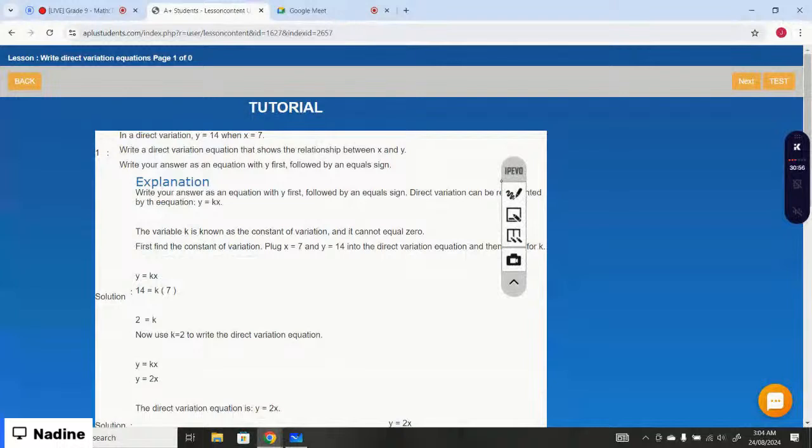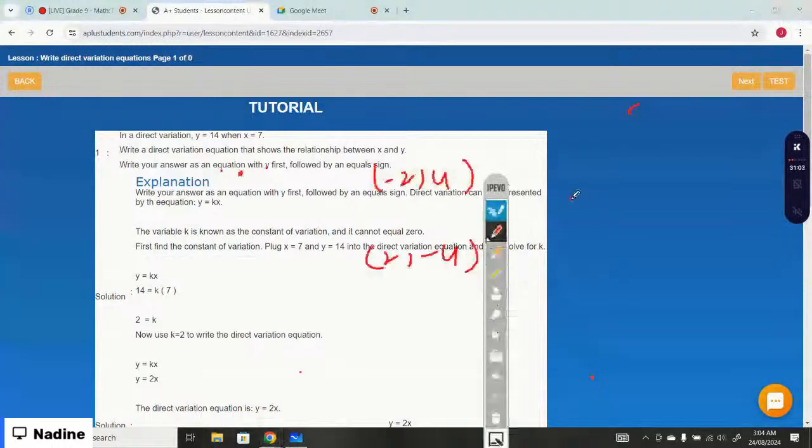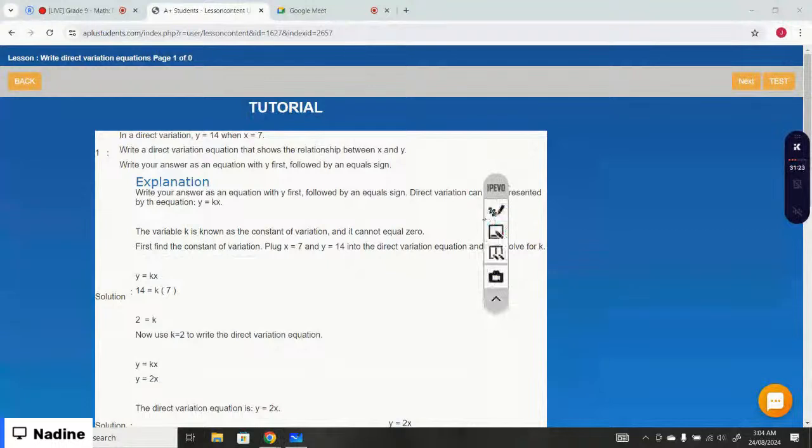So basically, the direct variable relationship means you have two quantities, right? For example, x and y. If x is increasing, y is also increasing, right? If x is decreasing, the y is decreasing. That means the increase in x causes increase in y and decrease in x causes decrease in y. That is the direct relationship, right?